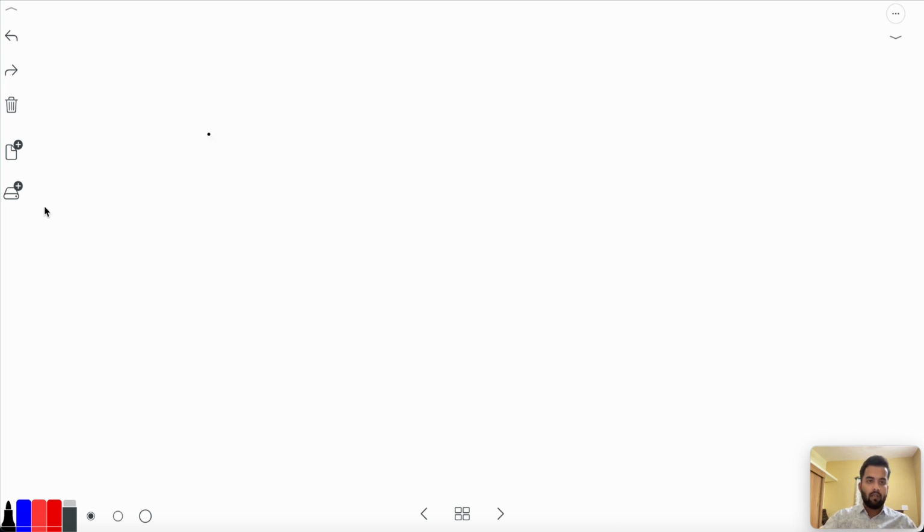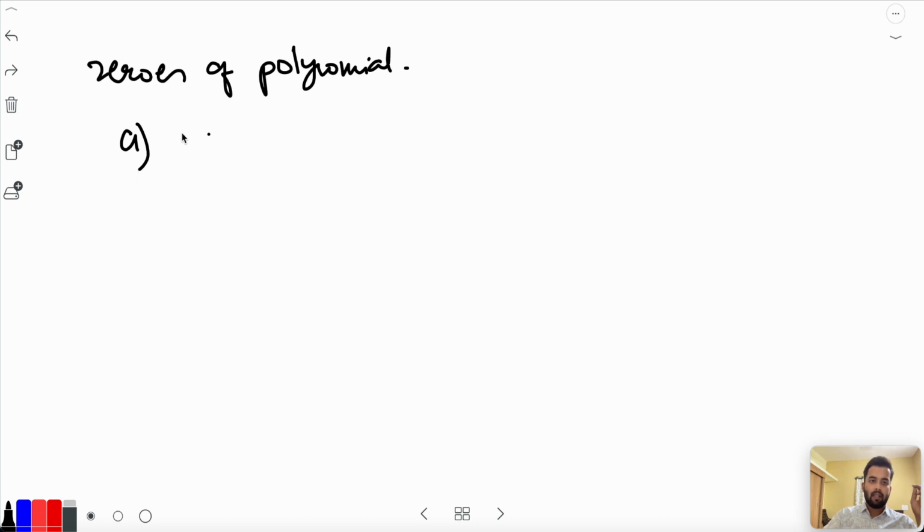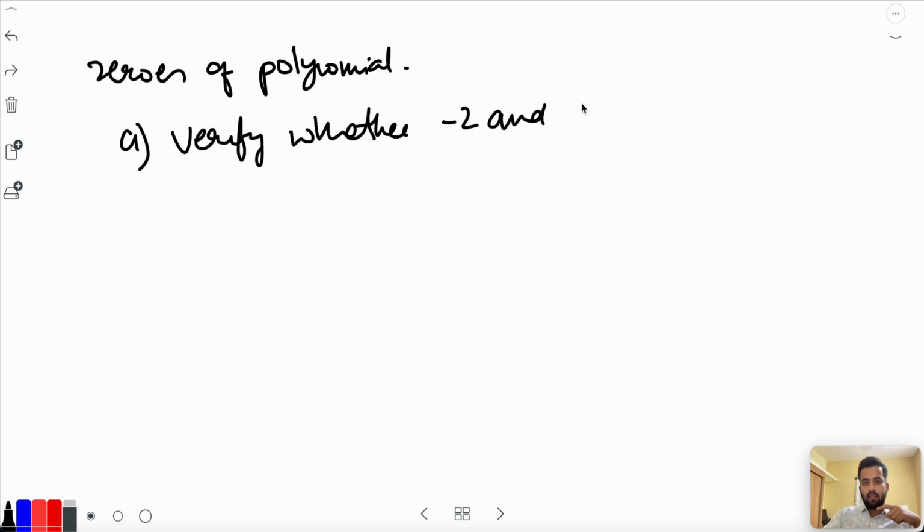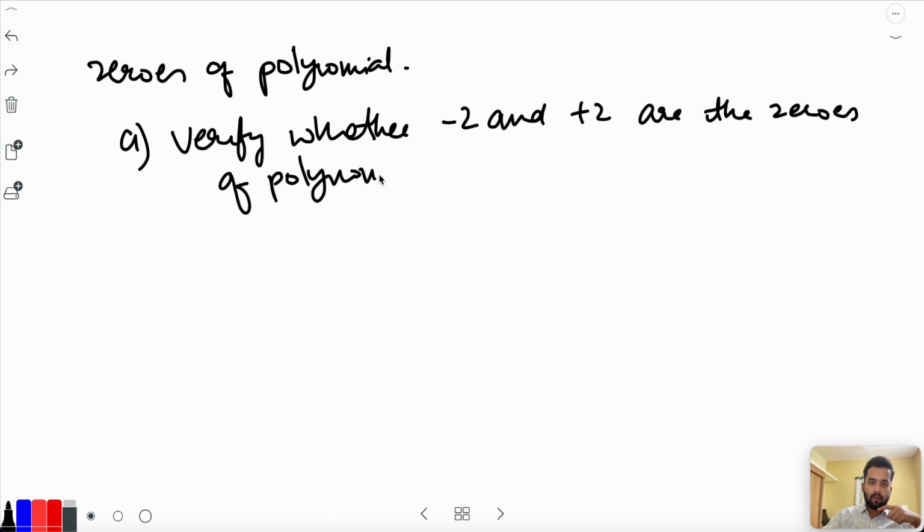See, now I will write zeros of a polynomial. Assume the question is like this. This topic we can cover through examples only, okay? So we have one like this. Verify whether -2 and +2 are the zeros of the polynomial x square minus 2. Assume we have a polynomial x square minus 2. We have two values given, okay? We have to just put them in and check.